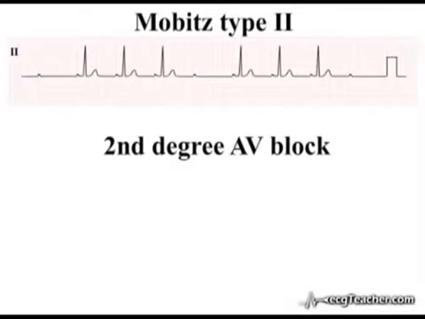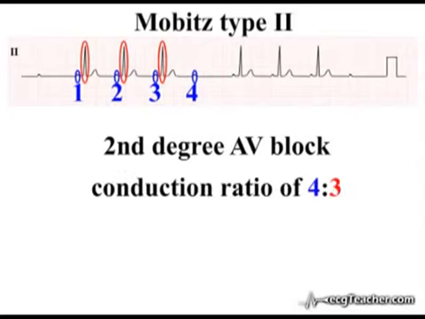You'll also notice that within each grouping there are 4 P waves, 3 of which are conducted to the ventricular myocardium. This is Mobitz type 2 second degree AV block with a conduction ratio of 4:3. Unlike Mobitz type 1, Mobitz type 2 carries a significant risk of progression to complete AV block and is therefore associated with a significant mortality in the absence of intervention.